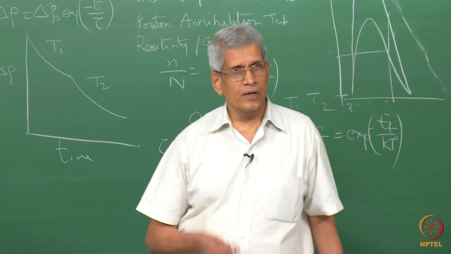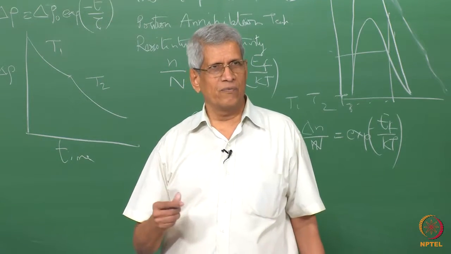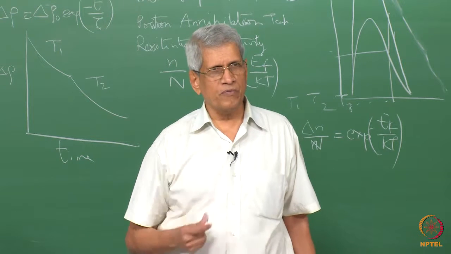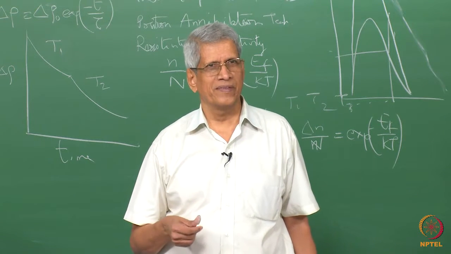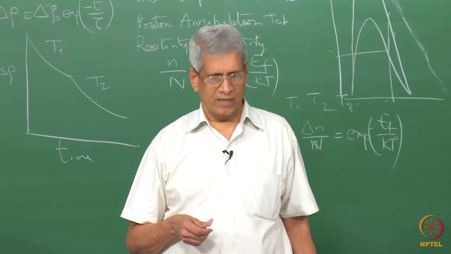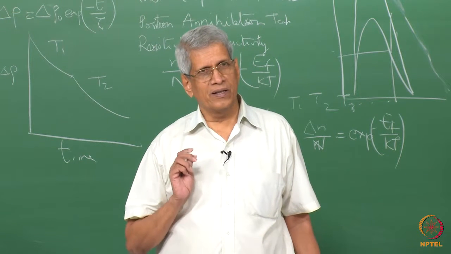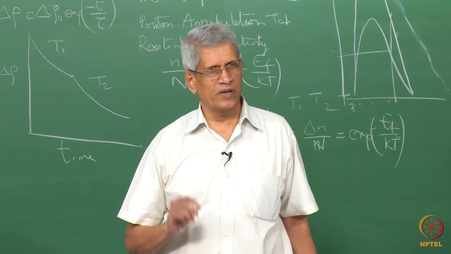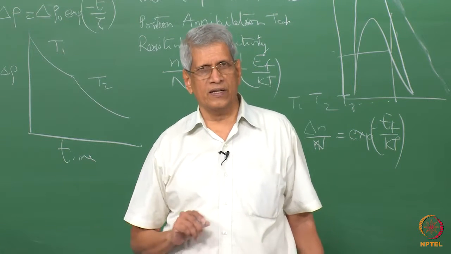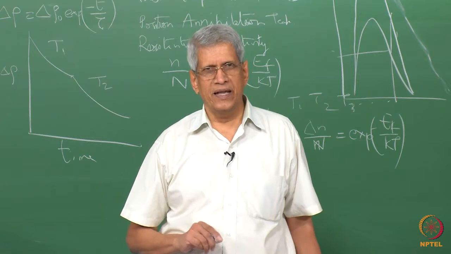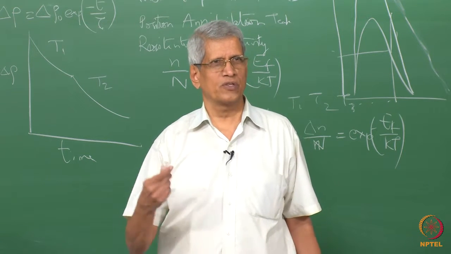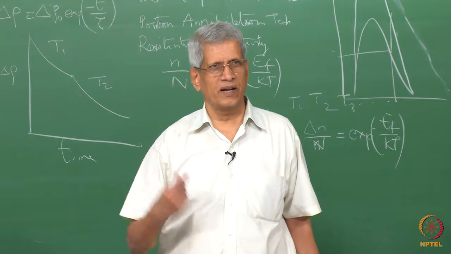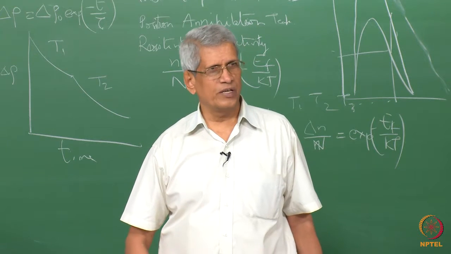So using resistivity, with two types of experiment on the same sample, we can find out the formation energy as well as the migration energy of the defect, and this total energy is what we use in most of the diffusion experiments to tell that this is the activation energy for diffusion.